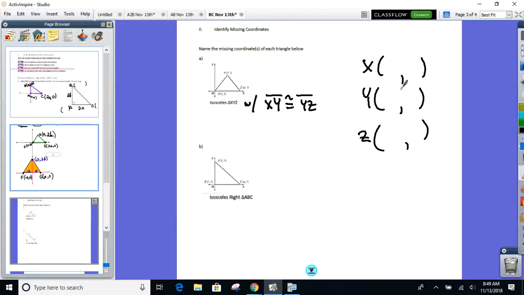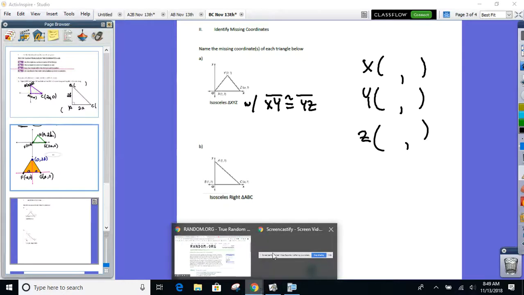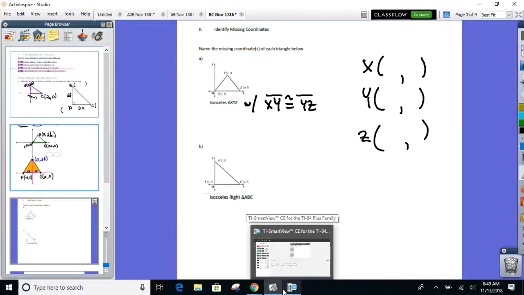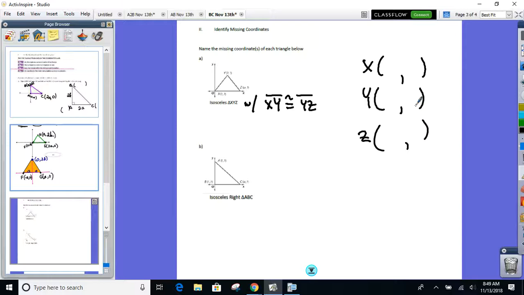All right, I'll start with the easy one first, which is point X. Point X. Come on now. Point X. 0, 0. Everyone all good there?